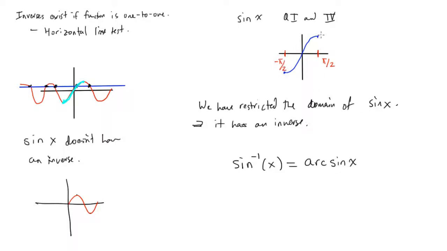Okay, so by restricting the domain of the function, we've made it so that there was an inverse. Okay, so let's look at a quick example problem. Let's say that we were asked to figure out what arc sine of 0 is.